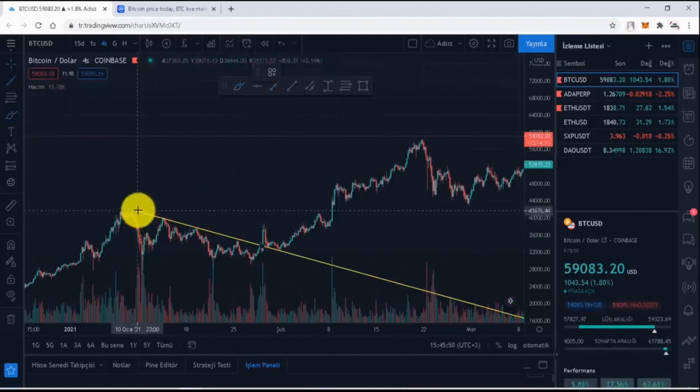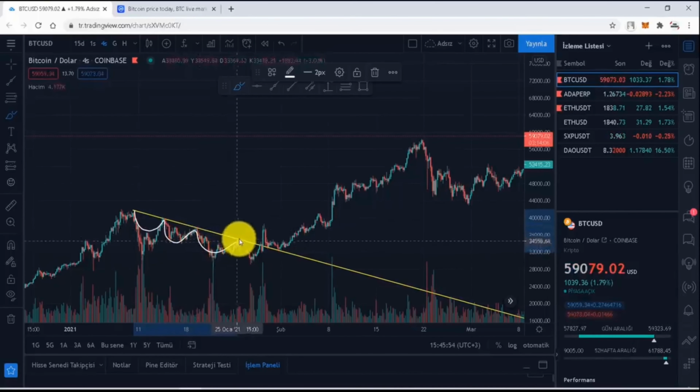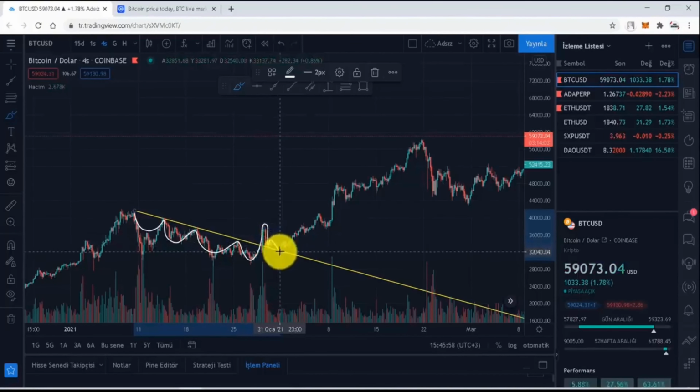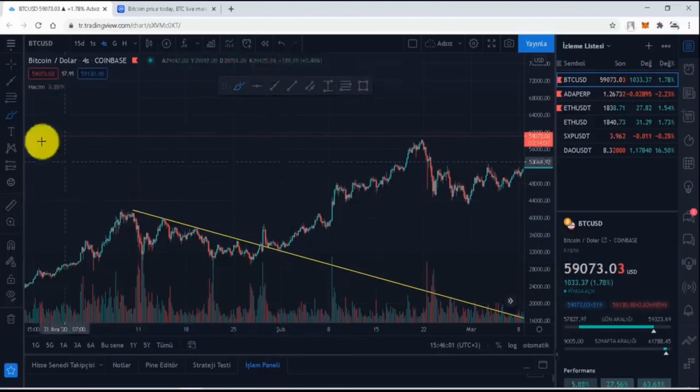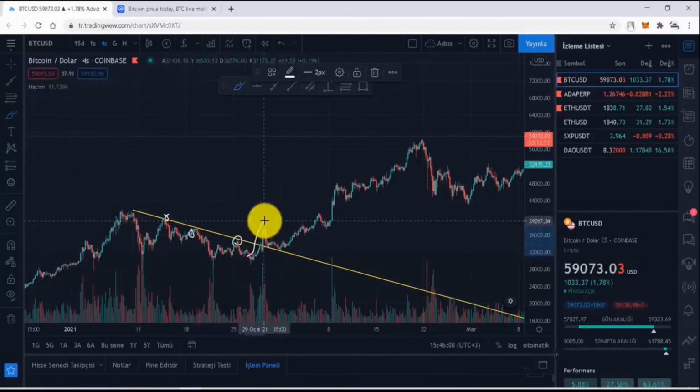Look, previously, this was always a resistance level for us, but now it has worked as support. Above it, see, it has come to us as support. Now, as you can see here, this is a resistance point. There is another resistance here as well. What happened after it came above this? It closed with two candles. And now this has become a support for us.